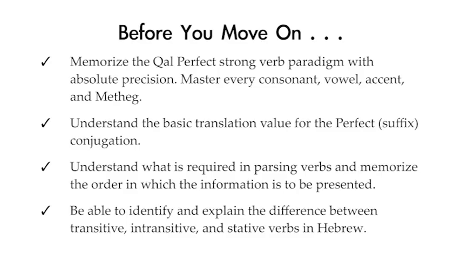Finally, be able to identify and explain the difference between transitive, intransitive, and stative verbs in Hebrew. It's important to know because these types of verbs are translated in slightly different ways and will do different things in their context. Transitive verbs will take direct objects, intransitive verbs can't take direct objects, and stative verbs describe states of being. This concludes our lecture for the Cal Perfect strong verb.